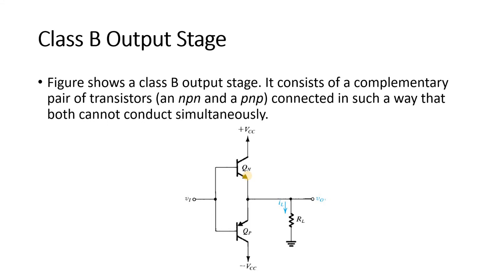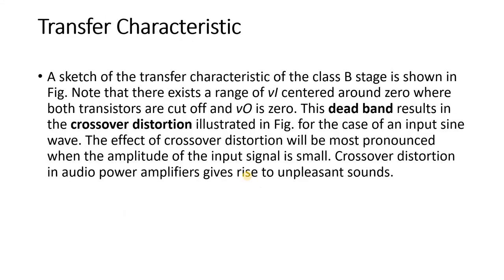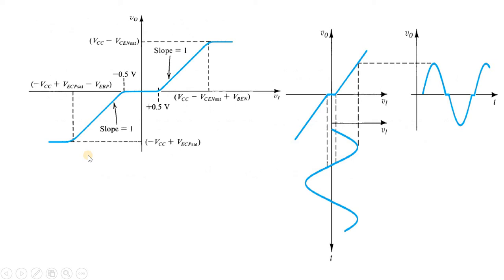Two complementary transistors, a PNP and an NPN, will be connected in such a way that both cannot conduct simultaneously. At a time either QN conducts or QP conducts. This is the operation, and here this is very important: what do you mean by crossover distortion? At a time both transistors cannot conduct, only one transistor conducts, and that too whenever it achieves the biasing conditions.